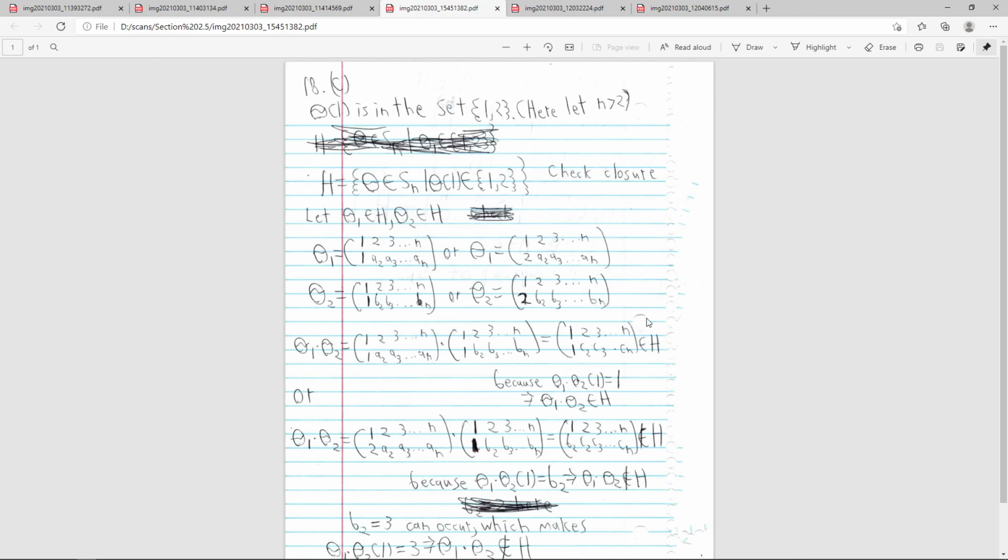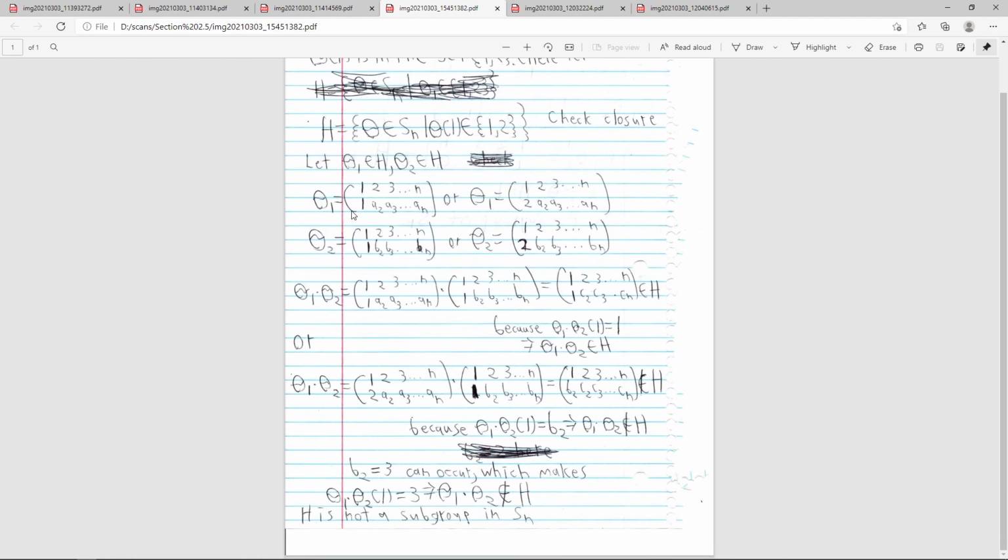18C. Theta 1 is in the set 1, 2. Here let n be greater than 2. So in this case we have a little bit harder condition. H equals theta in Sn such that theta 1 is in the set 1, 2. Check closure. And it looks like closure is going to fail, we'll see.